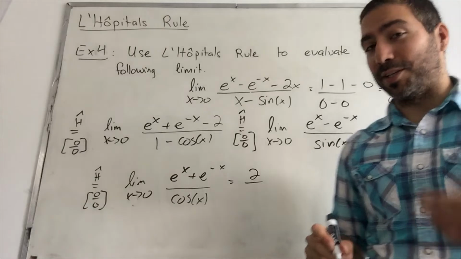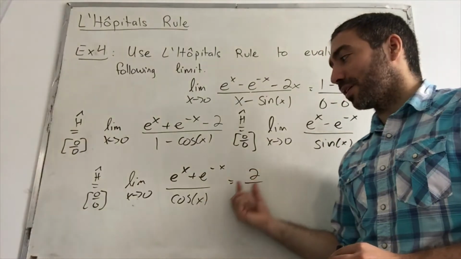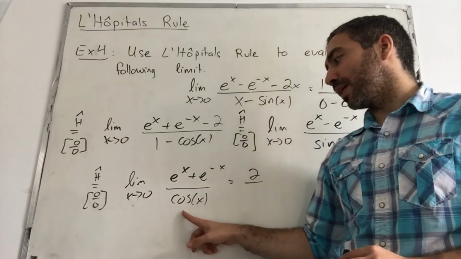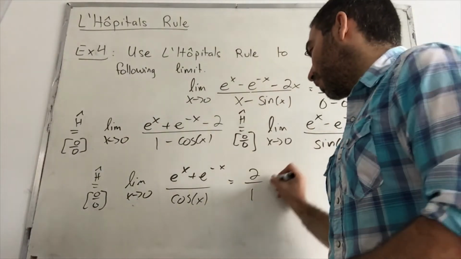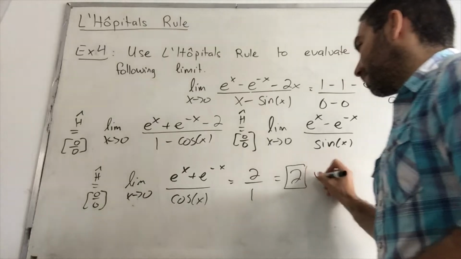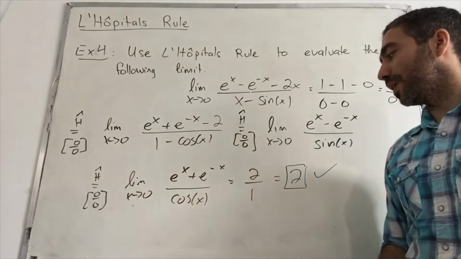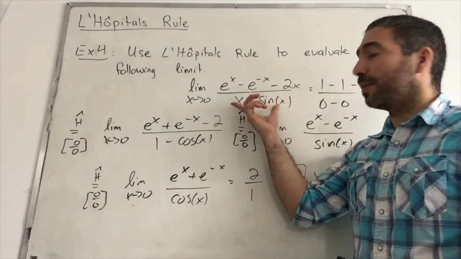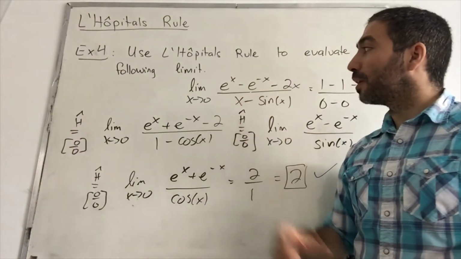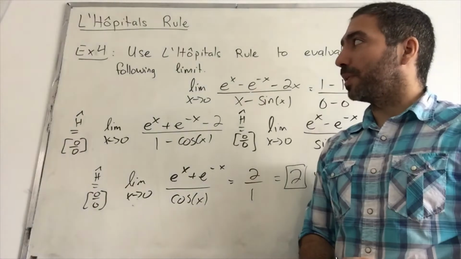Finally, we don't have an indeterminate form. We actually have a number, not 0. And then when we plug in cos of x, we replace x with 0, we get cos of 0, which is 1. And that's the answer. So it took us, what, 1, 2, 3 iterations to get the final answer. Okay. And notice that none of our other limit techniques would work here. Okay. So this is why L'Hopital's rule is very useful.